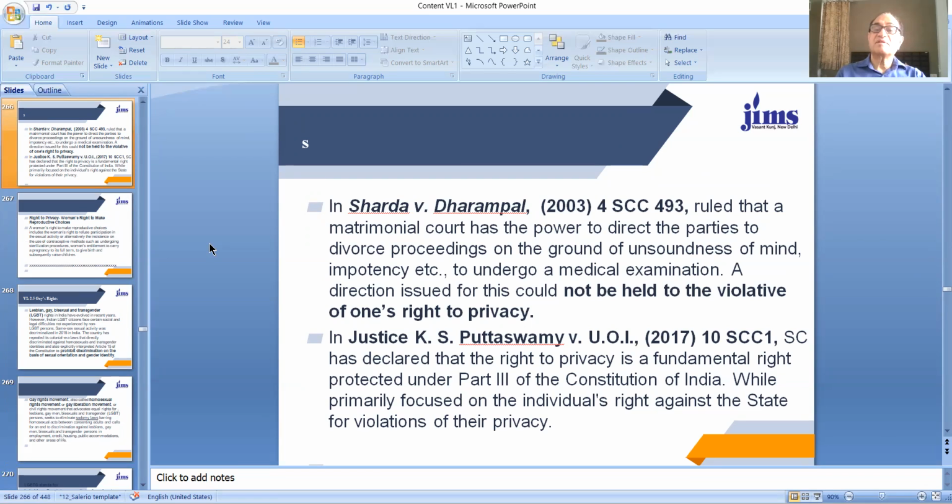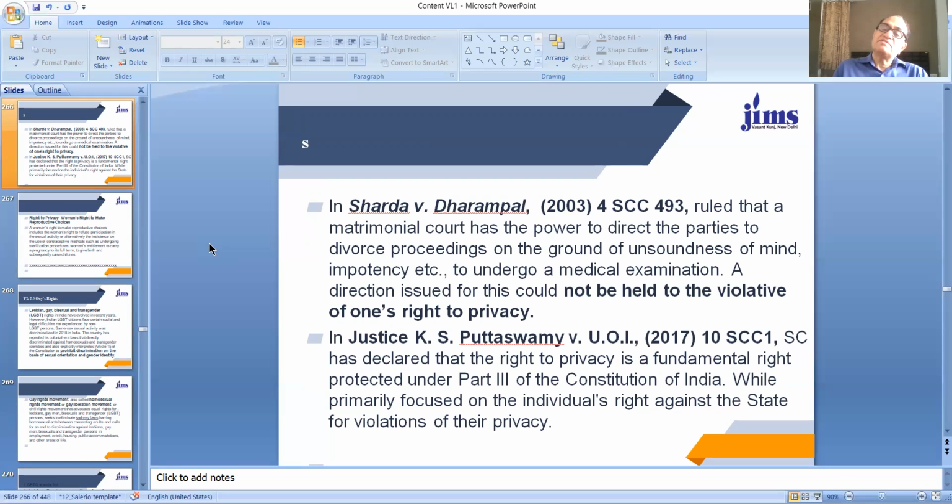Then we have Sharda versus Dharampal, another case in which the Supreme Court ruled that a matrimonial court has power to direct the parties to divorce proceedings on the ground of unsoundness of mind or impotency, etc., to undergo a medical examination. Suppose my wife has filed a divorce petition against me that I am of unsound mind or I am impotent. Now the court directs me to undergo medical examination so that the ground of divorce, unsoundness of mind and impotency, may be tested and proved with the help of expert doctors.